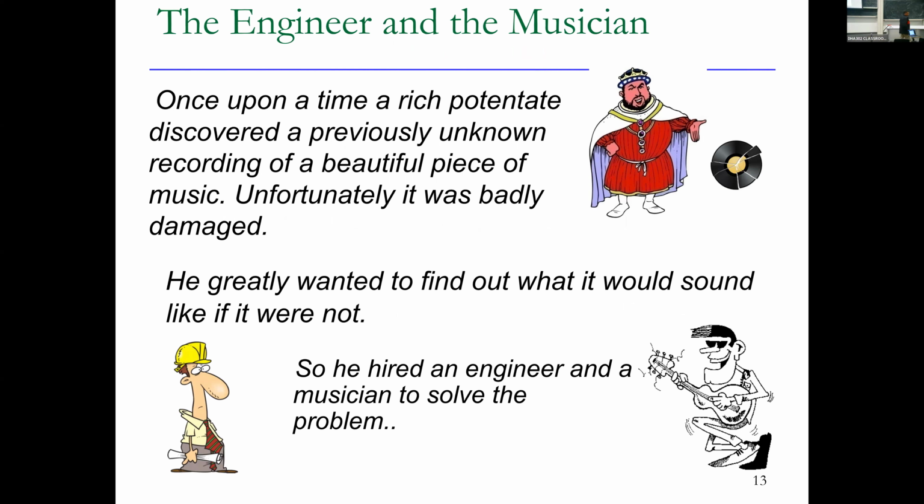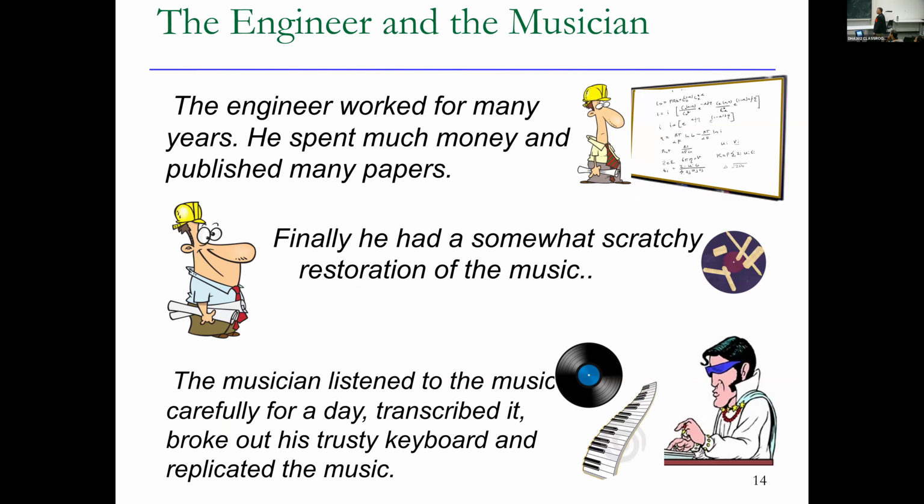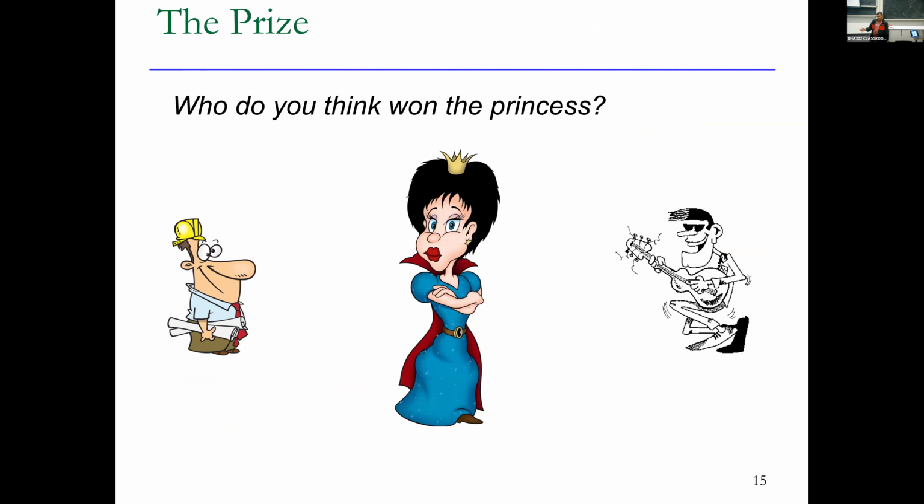And the engineer, of course, went off and wrote grant proposals and applied to the NSF, got millions of dollars. And after publishing many papers, and after several years, he came back with a complete but rather scratchy piece of music. The musician, on the other hand, just listened to this engineer's music, whatever scratchy piece it was, and transcribed it. And then he went off to his trusty keyboard and played out the music. Who do you think produced the better music at the end of the day? The musician. He got the princess, right? So this is what we want to do.